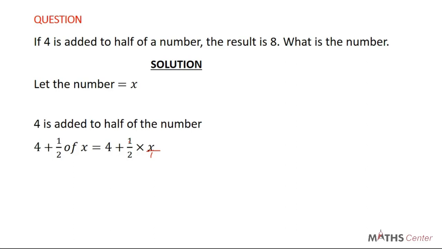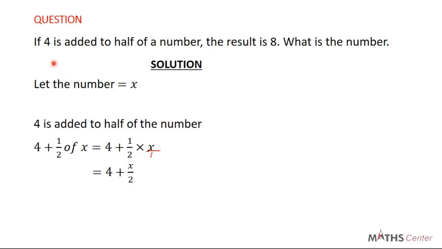So you are going to have 1 times s, then 2 times 1. And this is going to give us 4 plus 1 times s will give us s, 2 times 1 will give us 2. So we are going to have 4 plus s over 2. So we have been able to deal with the first part of the information here. Now let's continue.